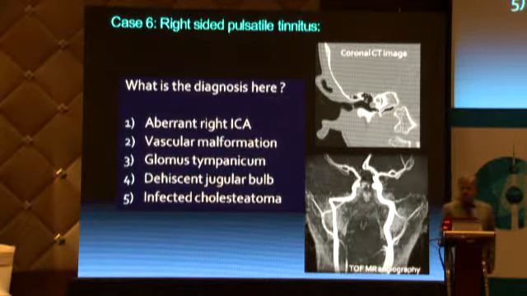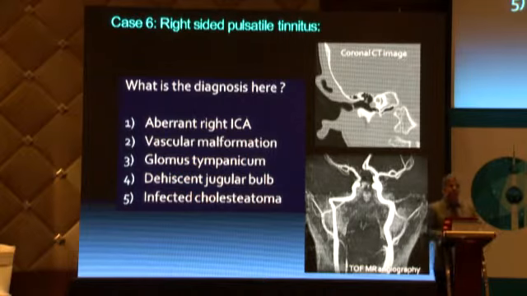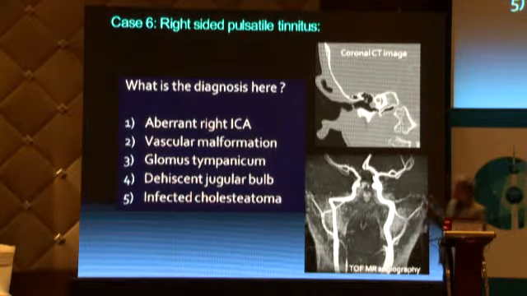So I put a coronal image over there, and I put an MR angiogram in the same patient as clues for you. Is this an aberrant right internal carotid artery? Is it a vascular malformation? Is it glomus tympanicum? Is it a dehiscent jugular bulb or an infected cholesteatoma? What is the appearance of that retrotympanic vascular mass which was pulsatile? So let's go for the answer. Take your remotes, A, B, C, D, E, press OK after you press it, and you have 15 seconds.